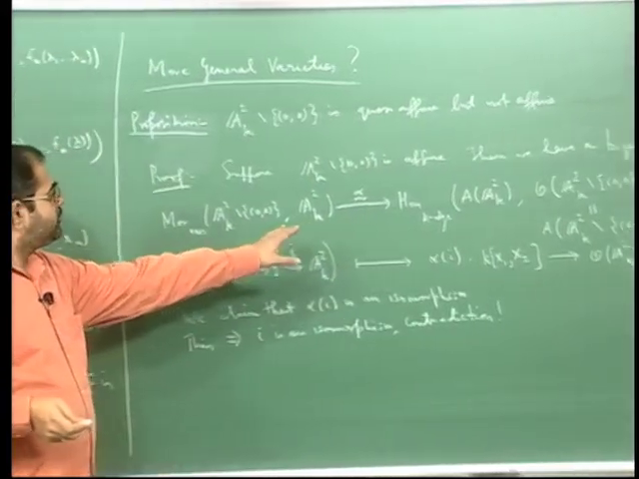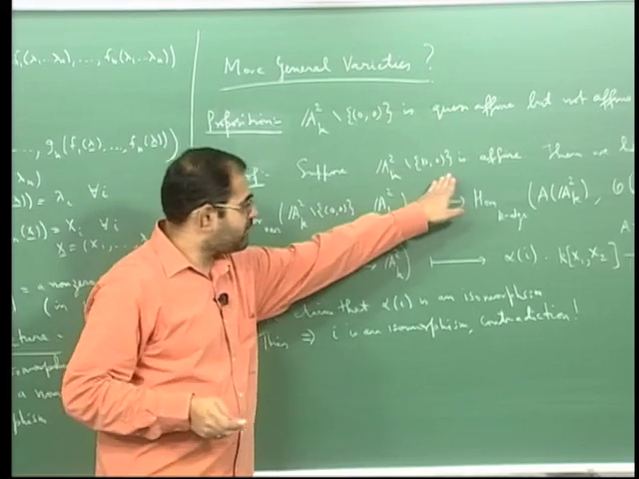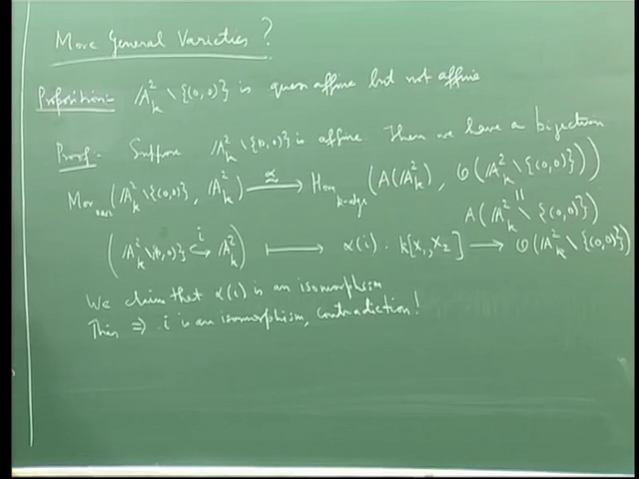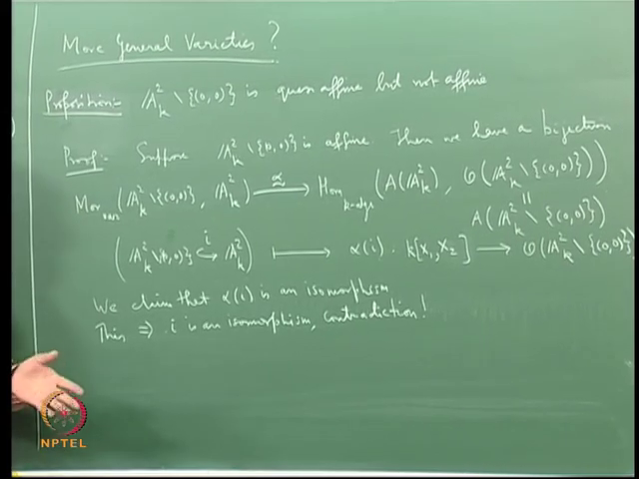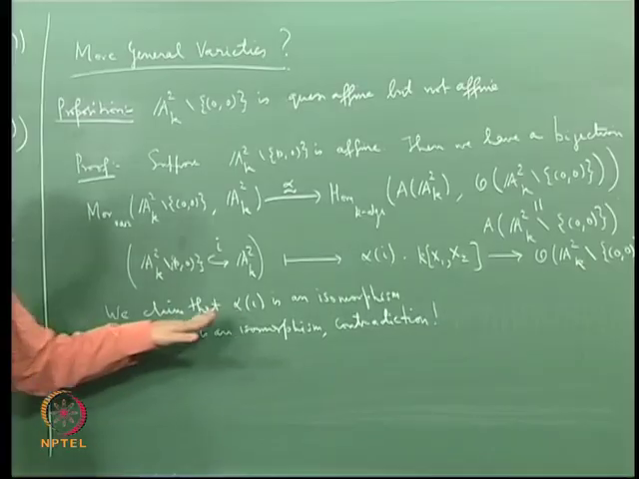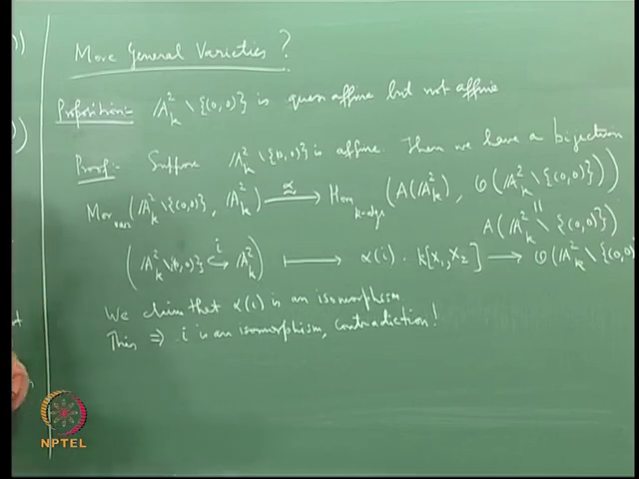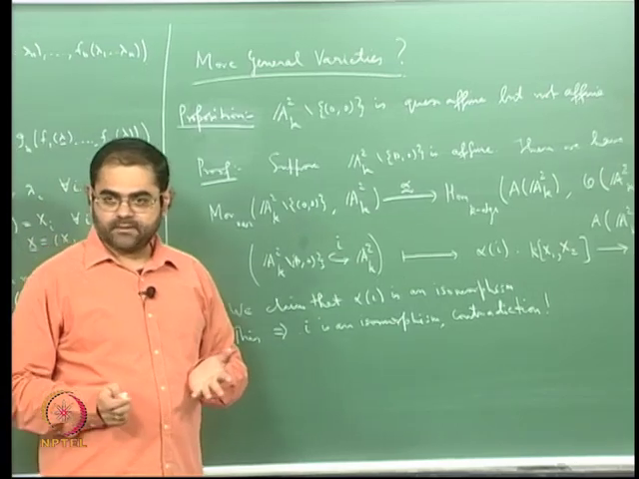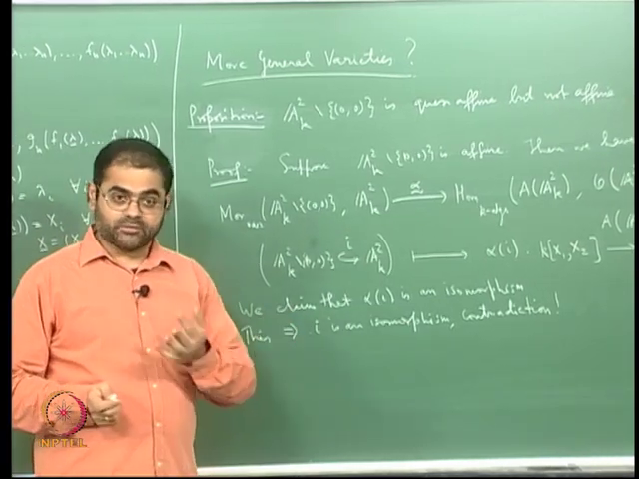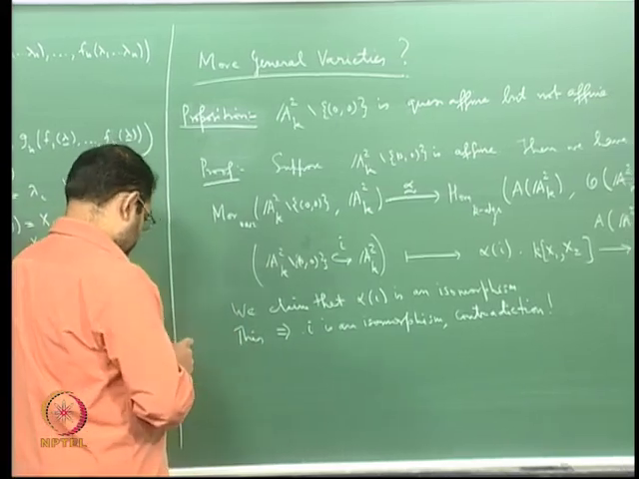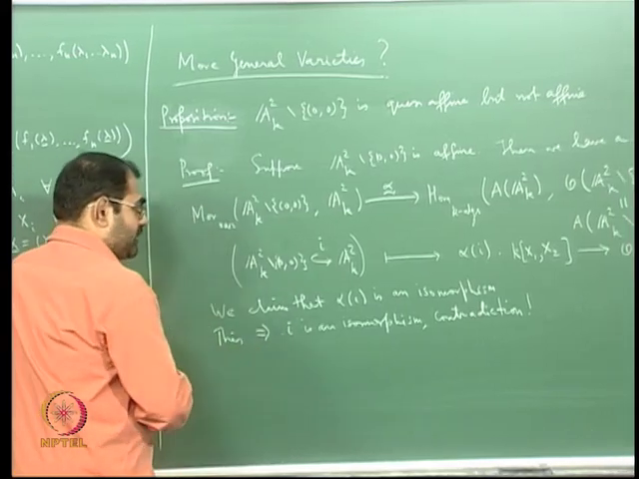So this contradiction will prove that our original supposition, that the punctured plane is affine, is wrong. So this proof proceeds by contradiction. How to show that alpha of I is an isomorphism? There are two things that need to be done. It is a k-algebra homomorphism, so I have to show it is injective, then I have to show it is surjective.